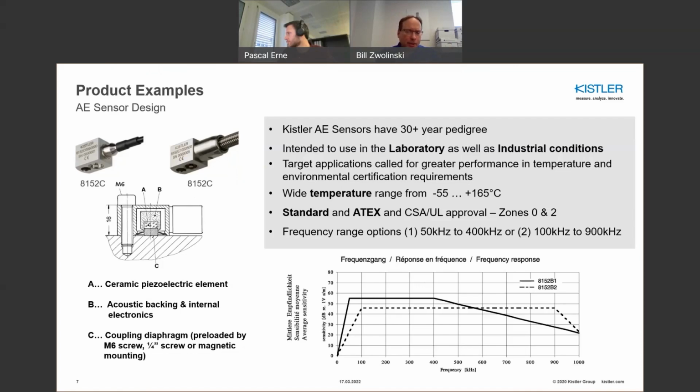The way they're designed is they have basically two frequency ranges: 50 kilohertz to 400 kilohertz, which has a higher sensitivity, and the broader, higher frequency band from 100 to 900 kilohertz, which has a lower sensitivity, but again gives you reach out in the higher frequencies. When we talk about frequency specs and bandwidths for accelerometers, we typically talk about a 5% bandwidth. Well, these are 10 dB bandwidths, so they're fairly broad in nature, and that's fairly common with this measurand in terms of acoustic emission.